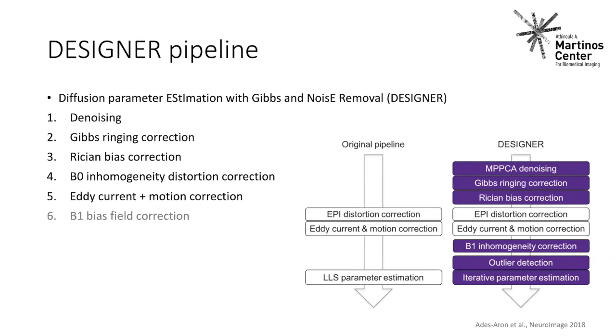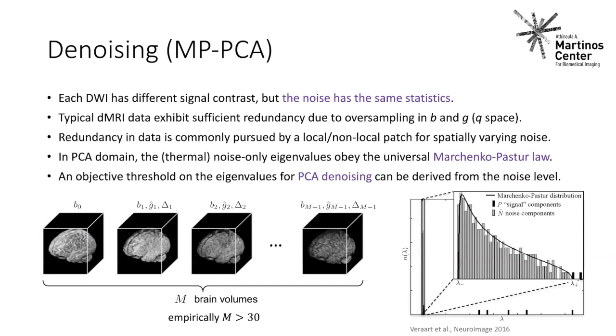And then we'll introduce the Designer pipeline. The full name of Designer is Diffusion Parameter Estimation with Gibbs and Noise Removal. The first step is denoising, the second is Gibbs ringing correction, the third is Rician bias correction, the fourth is susceptibility-induced distortion correction, the fifth is eddy current plus motion correction, and the sixth is B1 bias field correction. But I feel that for 3 Tesla and lower field scanners, B1 bias field correction is kind of optional. So the first thing is denoising.